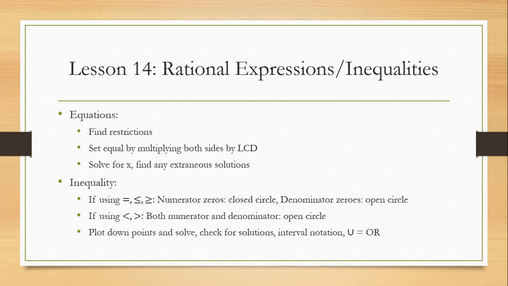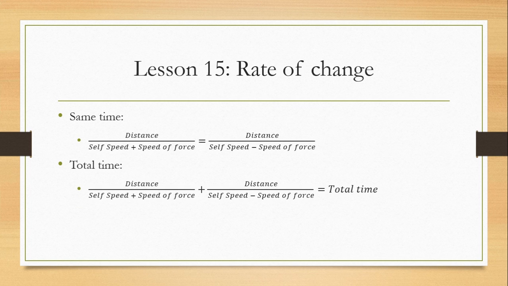And in inequalities, if you're using greater than or equal to, or less than or equal to, you want to set the numerator to 0 in order to find all the zeros for that, and they're all going to be closed circles, while the denominators will be open circles if you set that to 0. But if they were actually less than or greater than, then they'd both be open circles. And then we're going to plug points down onto a number line, and we're going to check for the solutions and then enter the notation.